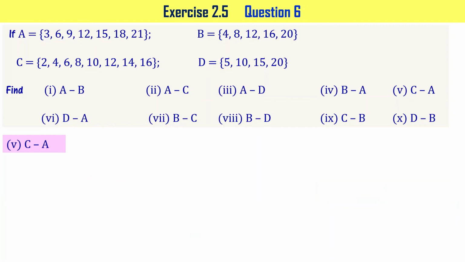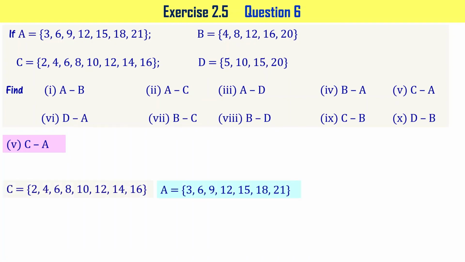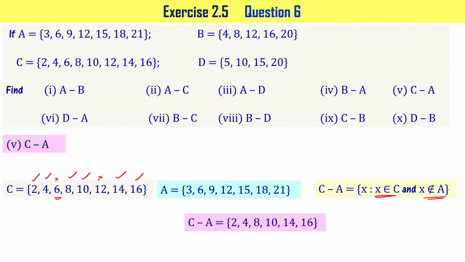Let's go to the next problem, that is C minus A. Let's write C and then let's write A. Now see what are present in C but not in A. Let's start with C. 2 is only present here. 4 is also only present here. 6 is present in both. That's why it cannot be included. 8 is only present here. 10, yes. 12 again we cannot include. 14 and 16. Now C minus A is going to have elements 2, 4, 8, 10, 14 and 16.